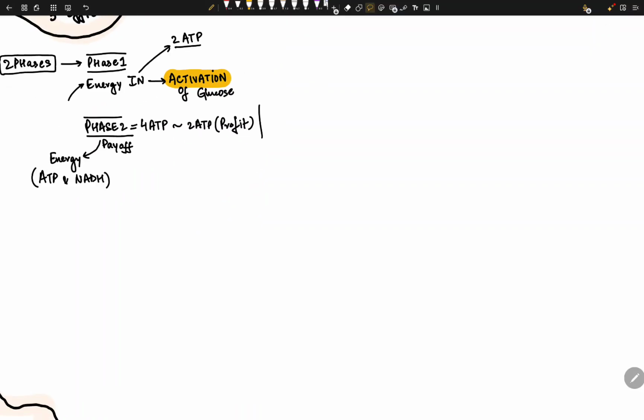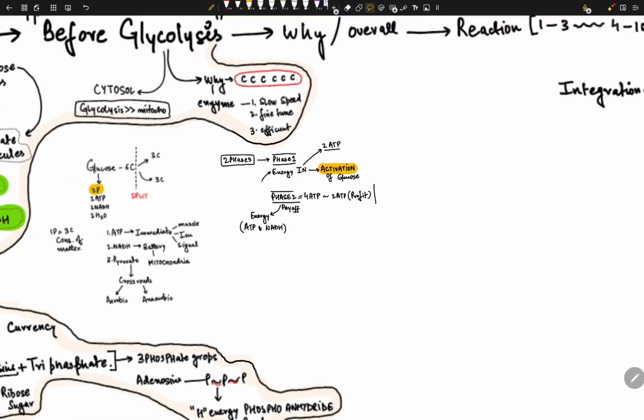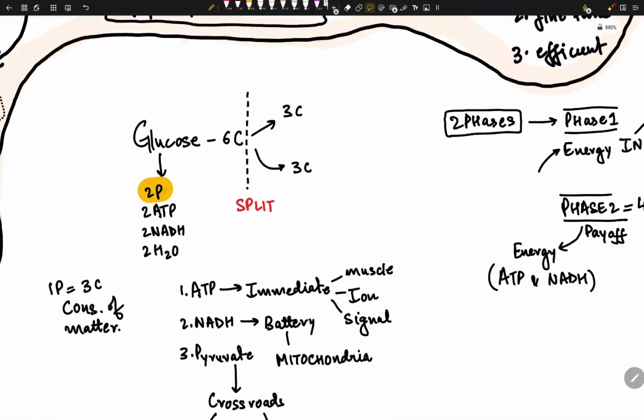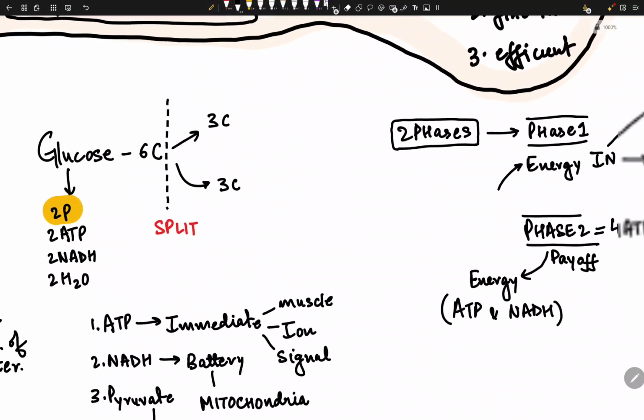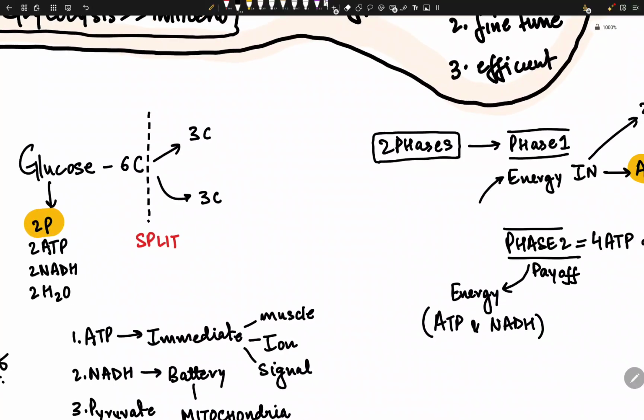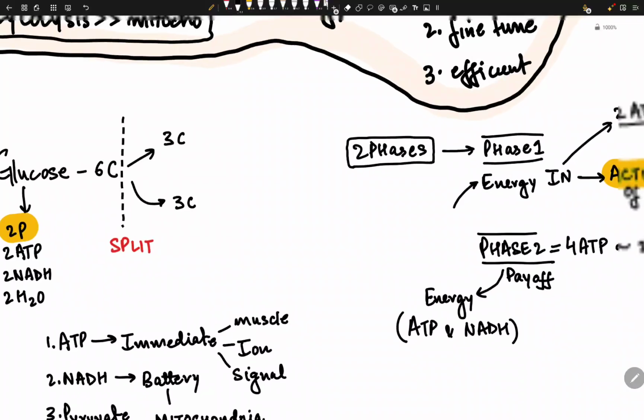Now you can ask me, why does everything happen twice? Well, this is the split. Again, let's look at the split. This is the split right there. Before splitting, we had 1 glucose molecule, that is C6, a 6 carbon molecule. 1 glucose molecule, every reaction occurs once. After splitting, we have these 3 carbon molecules. We have these 2 glyceraldehyde 3 phosphate molecules.